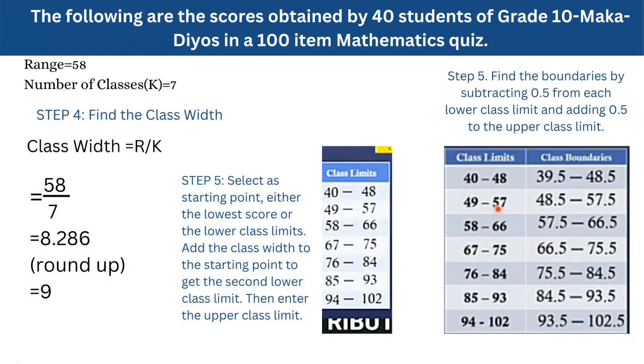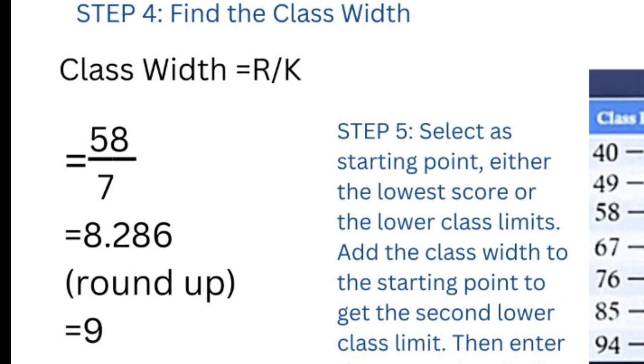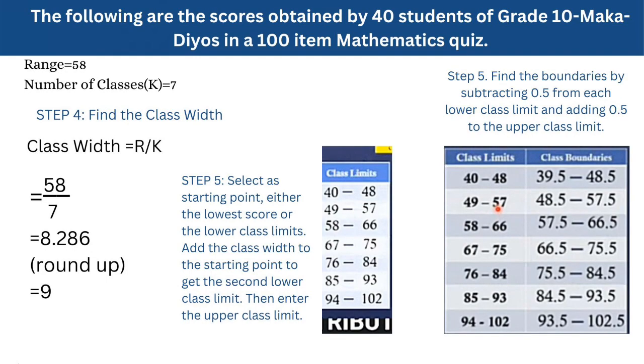So for our step 4, which is to find the class width, as we have already solved for the range and the number of classes, we need those values to get the class width. Just divide the range, which is 58, by the number of classes, which is 7. So 58 divided by 7 is 8.286. Just like in our latest solving, we need to round up. So the final result would be 9.